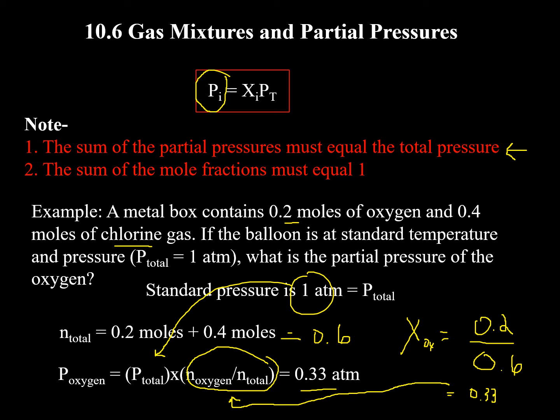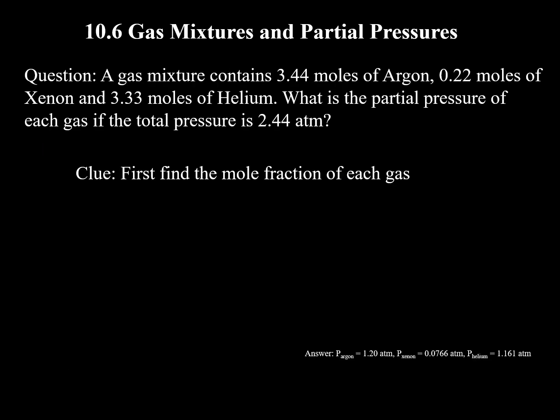Let's take it a bit more detailed. Give you guys a try. Here we have a gas mixture that contains 3.44 moles of argon, 0.22 moles of xenon, and 3.33 moles of helium. What is the partial pressure of each gas if the total pressure is 2.44 atm? So let's first write the P total is 2.44 atm. Let's first find the mole fraction of each gas.